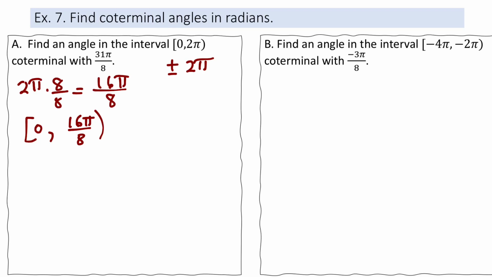All right, so I need to get that 31 pi over 8 smaller to get it in that interval. So I'm going to subtract 2 pi. 2 pi is 16 pi over 8. All right, so that gives me 15 pi over 8.